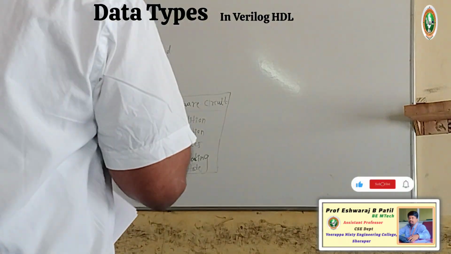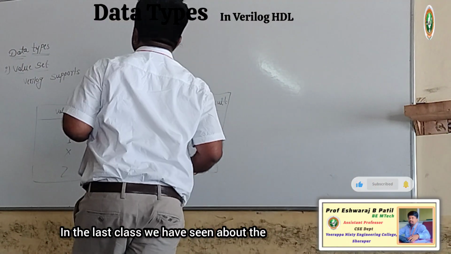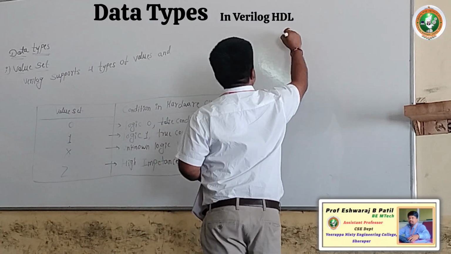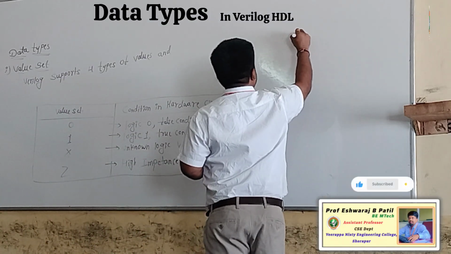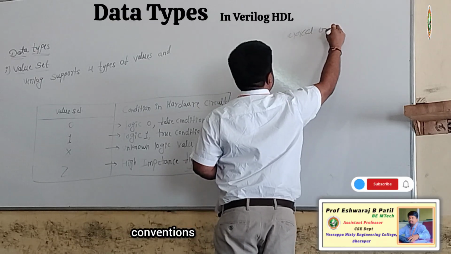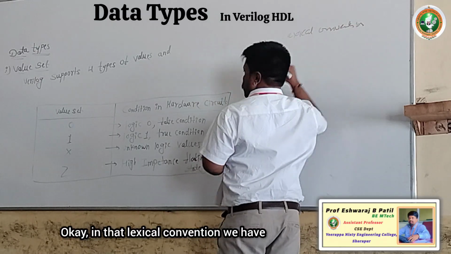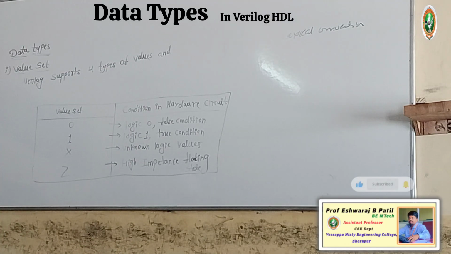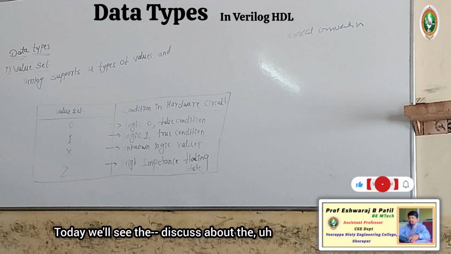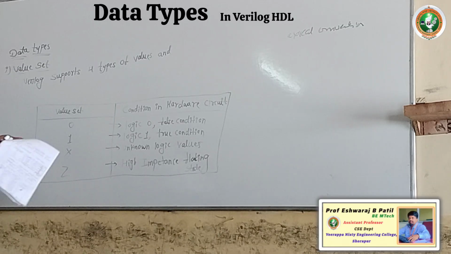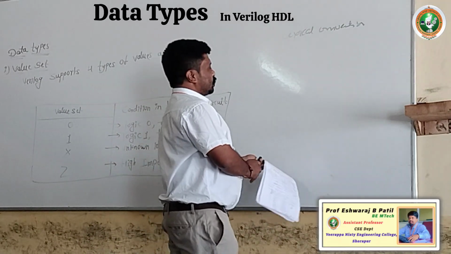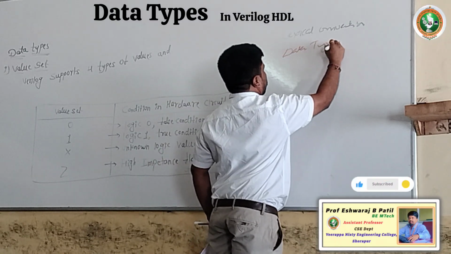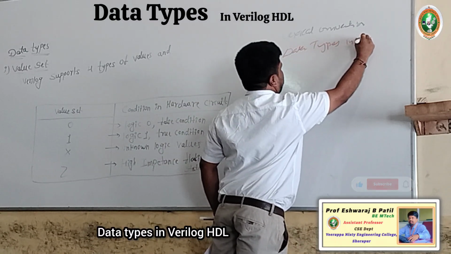Okay, in the last class we have seen the lexical conventions. In those lexical conventions we have seen the 7 types. Today we'll discuss the data types in Verilog HDL.